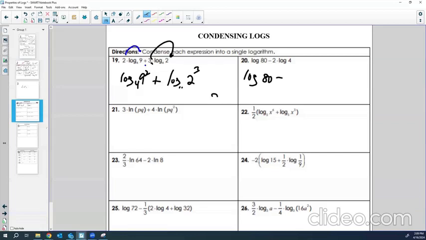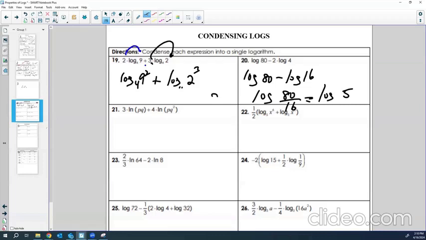Now what do I do with that 2? Exactly. It becomes log base 4 squared. What is 4 squared? Exactly. So I can make this 16 now. And now what's my next step? Exactly. So log 80 divided by 16, which gives you 5, right? So it's going to be log base 10 of 5. Everybody see that? Good.